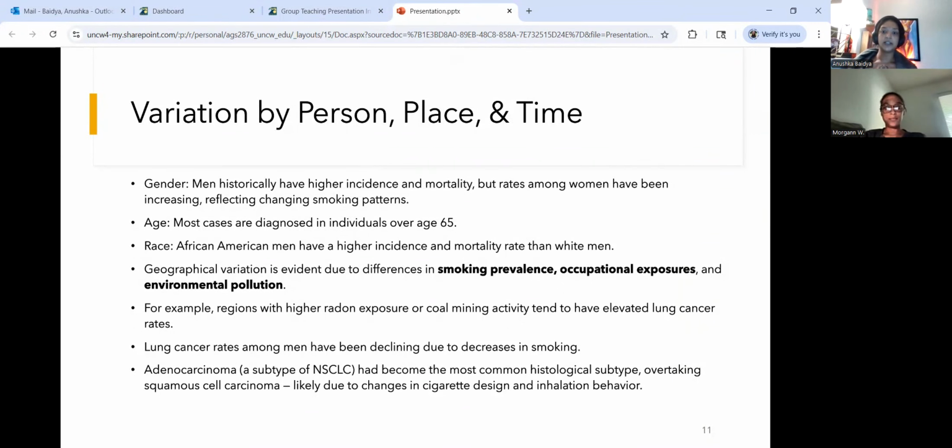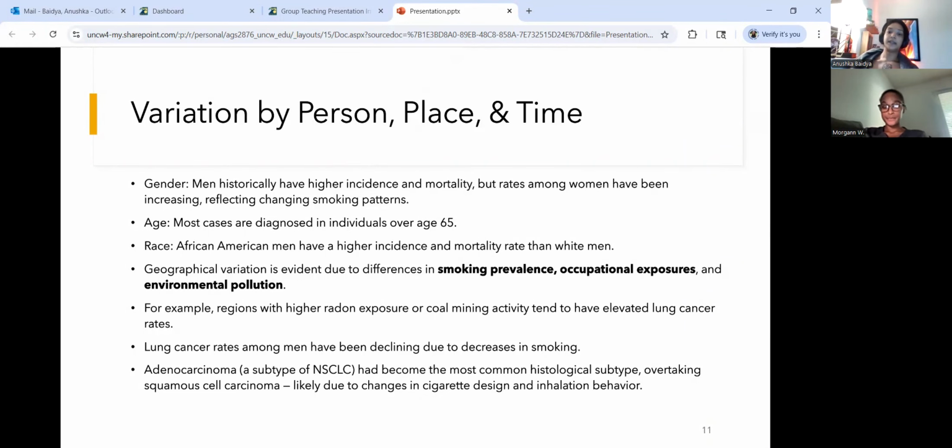African American men have had higher incidence and mortality rates than White men, but it's important to note that this finding can be due to socioeconomic status and access to healthcare between different people. And then geographical variation is evident due to differences in smoking prevalence, occupational exposure, and environmental pollution, such as radon exposure. For example, regions with higher radon exposure or coal mining activity tend to have elevated lung cancer rates.